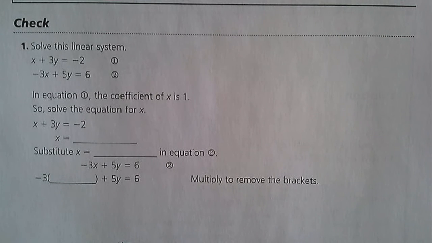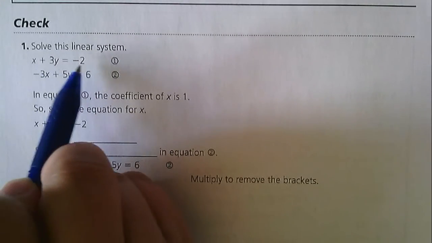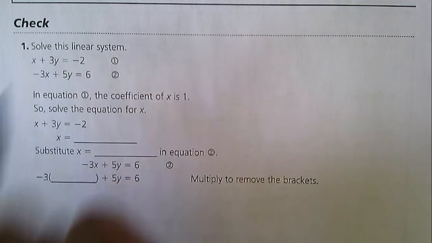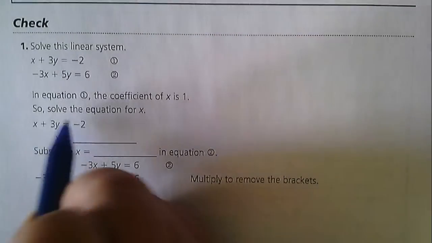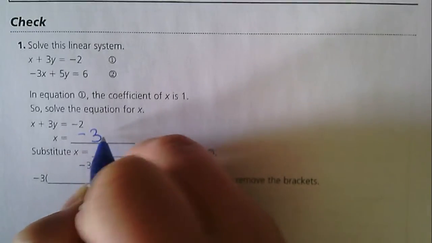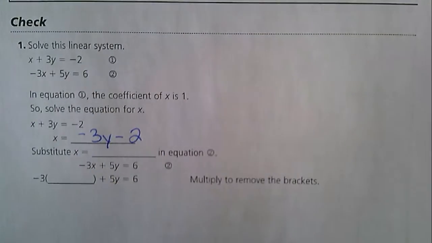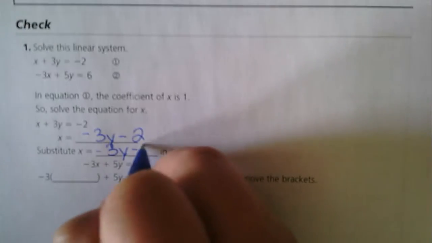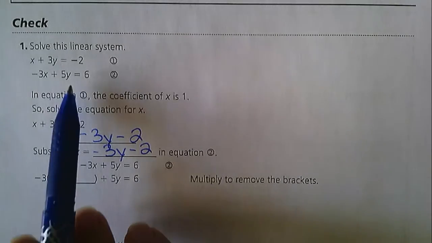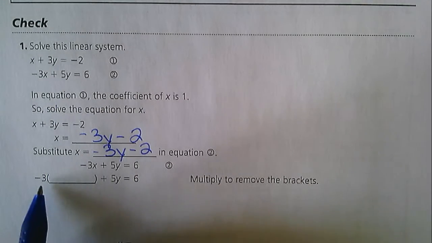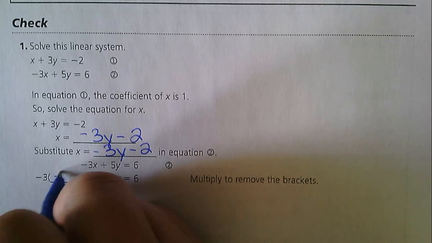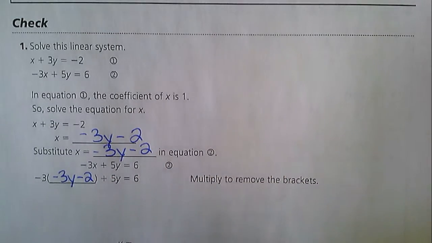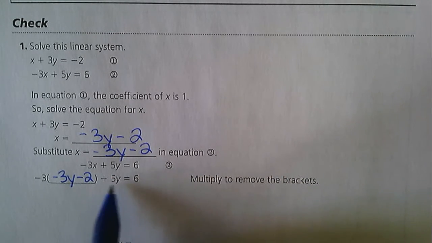So it asked us to solve this linear system. We have two equations. We are going to use this equation because you'll notice that the x has a coefficient of 1. So we're going to solve for x. X equals -3y minus 2. So anytime we have an x, we're going to substitute in -3y minus 2. So we're going to substitute that into equation number 2. So -3y minus 2 plus 5y equals 6.